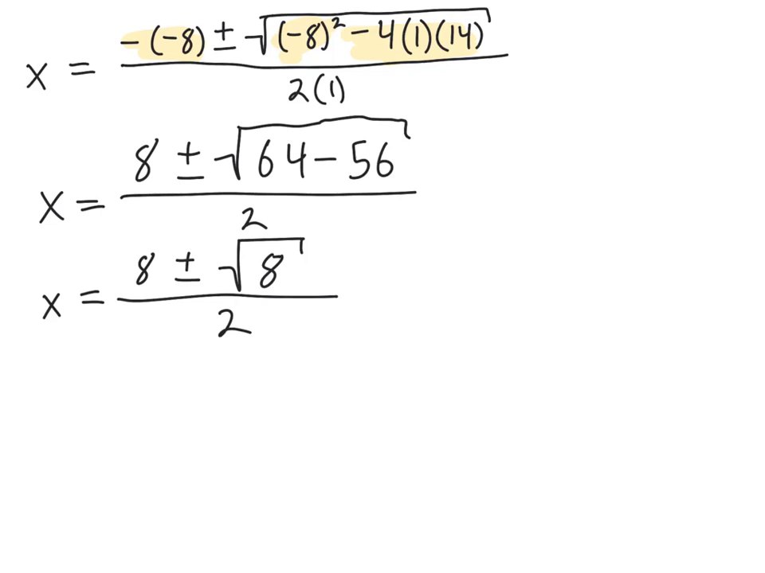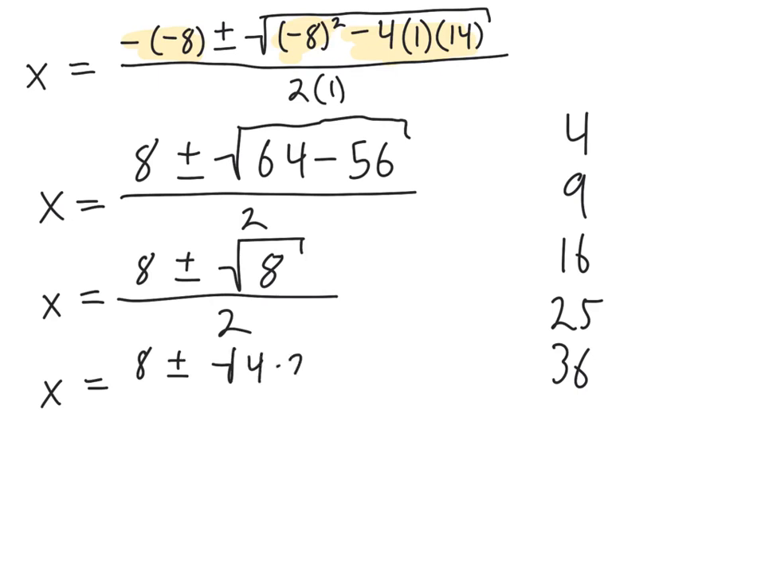Okay, so we're looking for perfect squares that we can pull out. So perfect squares are 4, 9, 16, 25, 36, and so on. Let's see. 8 can be written as the product of 4 times 2. Okay. All right. Perfect.